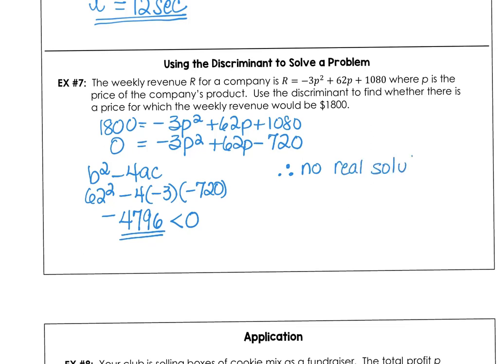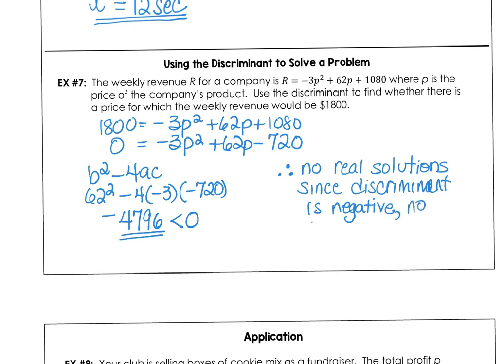So when this value is less than 0, then there are no real solutions because the discriminant is negative. We have the discriminant is negative, so we cannot have a revenue that would be $1,800. No revenue for this company. $1,800.